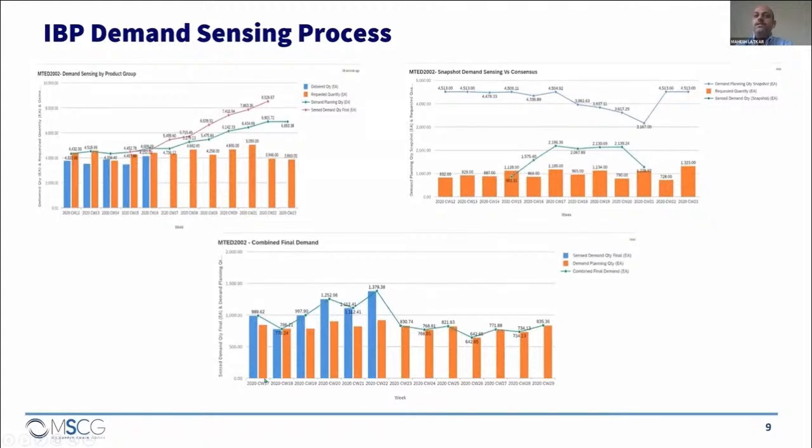If you look at this near-term data, it is picking up from sense demand quantity for the first 4 to 6 weeks as part of combined final demand. And for the future, it is getting the quantities from demand planning quantity, which is your IBP demand planning results. So it is combining both of the results in one key figure. And this is the final output from demand sensing, which can be used further in inventory optimization or supply planning.